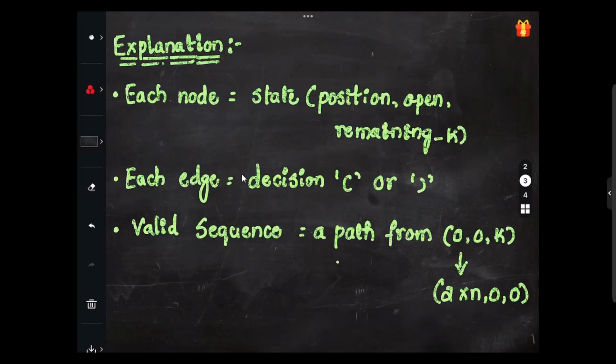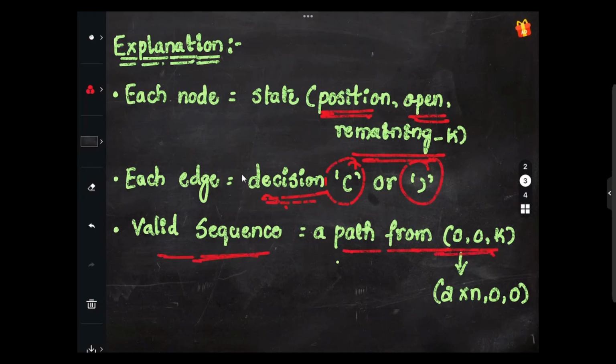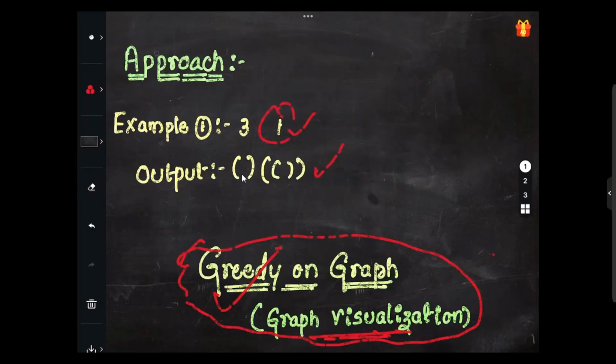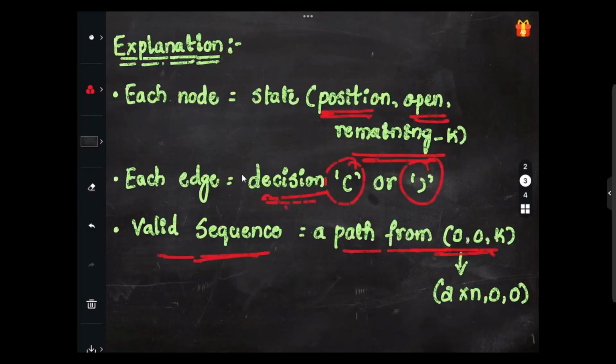Each node is equivalent to a state, where the state means position, open, and remaining k. Each edge is a decision, either an opening bracket or a closing bracket. A valid sequence is nothing but a path from 0, 0, k. In our case, k we have been given is 1.